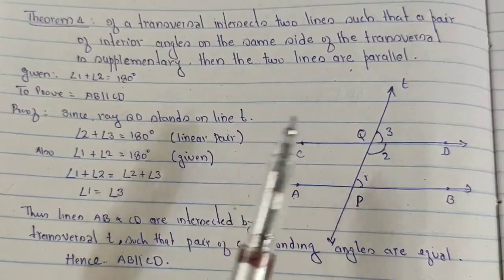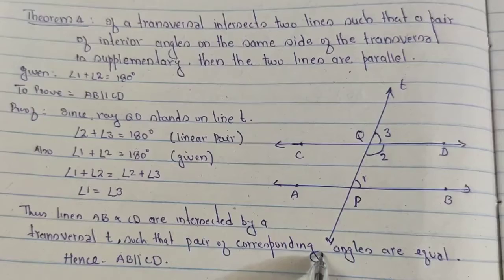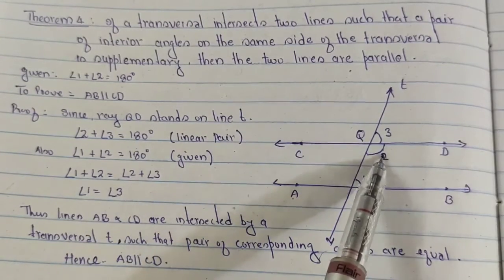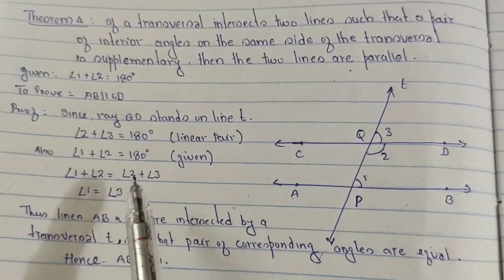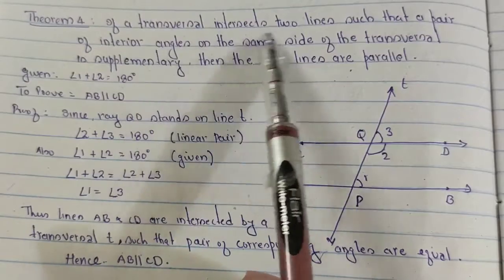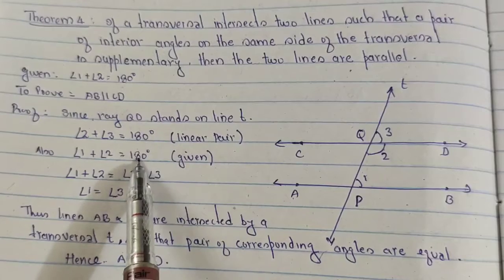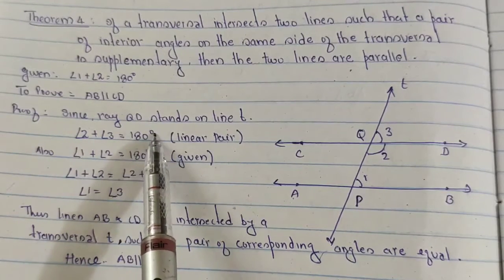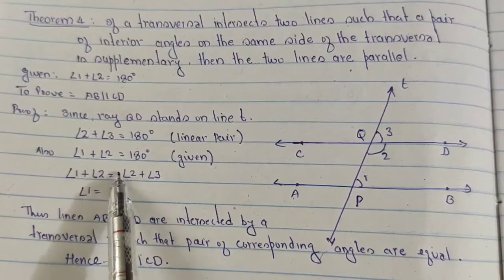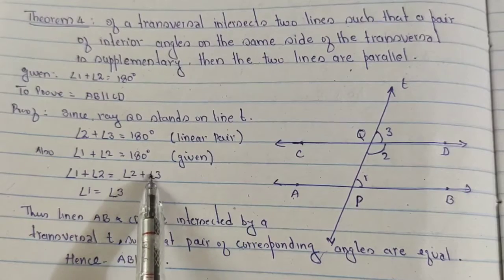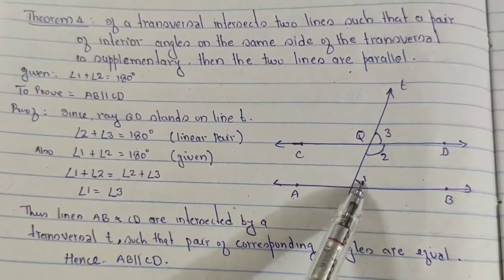Since ray QD is standing on line T, which is a transversal, we can write angle 2 plus angle 3 is 180, linear pair. And angle 1 plus angle 2 is also 180, given, because the interior angles on the same side of the transversal are supplementary. So I can write angle 1 plus angle 2 is equal to angle 2 plus angle 3. From this, angle 1 is equal to angle 3.